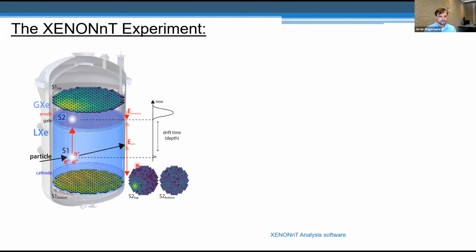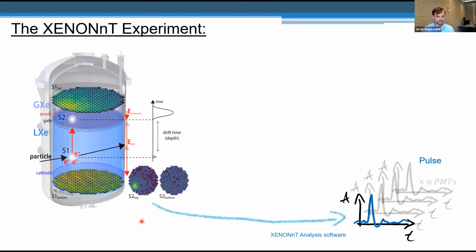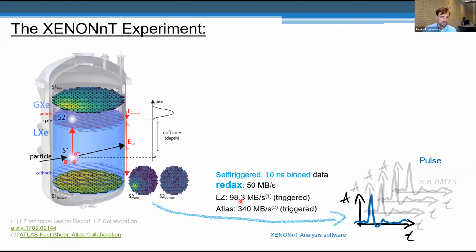Now, of course, we need to reconstruct this properly, and to that end, we have 500 light sensors, PMTs, both at the top and the bottom of this detector. Each of these PMTs is continuously being read out, so they measure pulses over time. This is the only place in the software stack where C++ comes into play. We do this with Redax at a rate of about 50 megabytes per second.